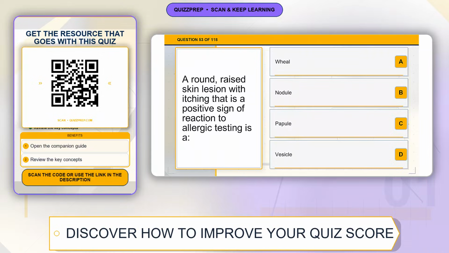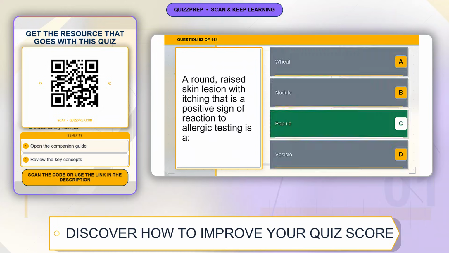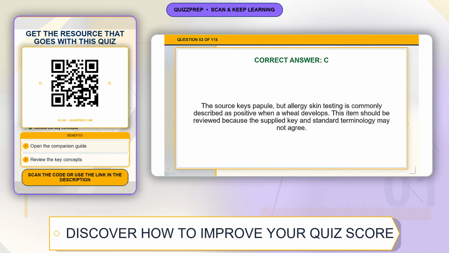Question 53. A round, raised skin lesion with itching that is a positive sign of reaction to allergic testing is: Option A, wheal. Option B, nodule. Option C, papule. Option D, vesicle. The correct answer is option C, papule. Explanation. The source key says papule, but allergy skin testing is commonly described as positive when a wheal develops. This item should be reviewed because the supplied key and standard terminology may not agree.